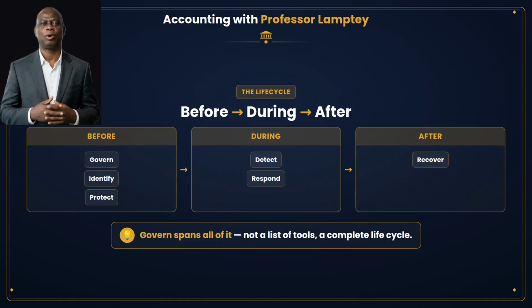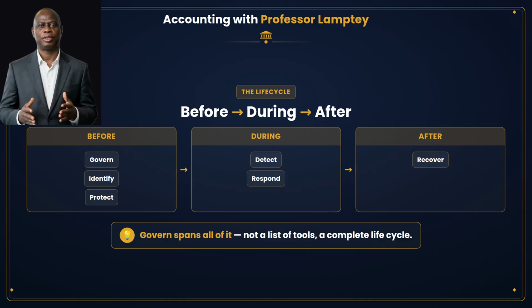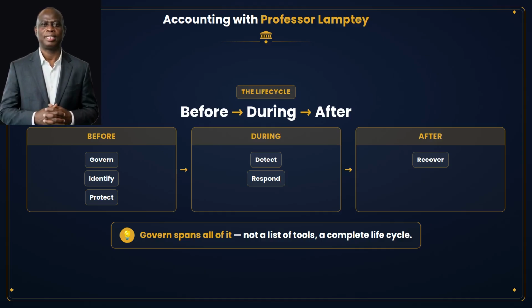Step back and see the whole shape. Before an attack, govern sets the strategy. Identify maps the risks. Protect builds the defenses. During, detect spots it. Respond contains it. After, recover restores and learns. And govern sits over all of it all the time. That's the genius of the framework. It isn't a list of tools, it's a complete life cycle. Any organization, any size, can use these 6 words to know exactly where their cybersecurity is strong and where it's exposed.